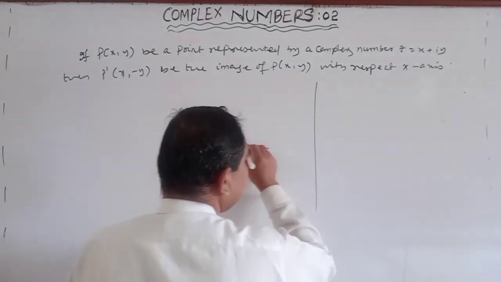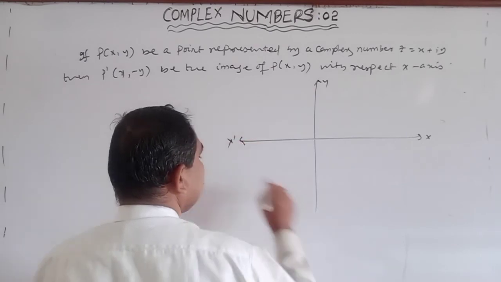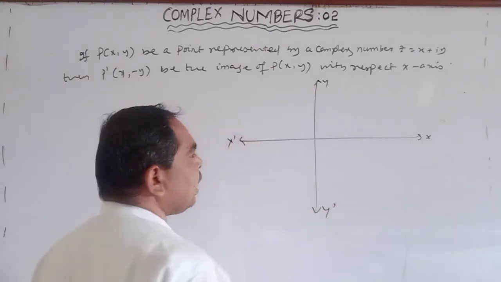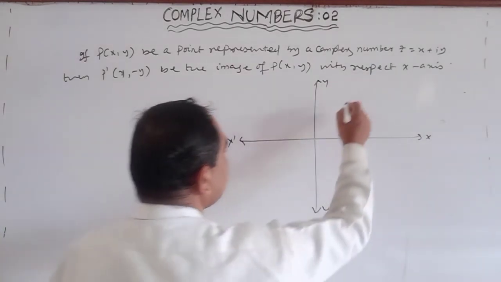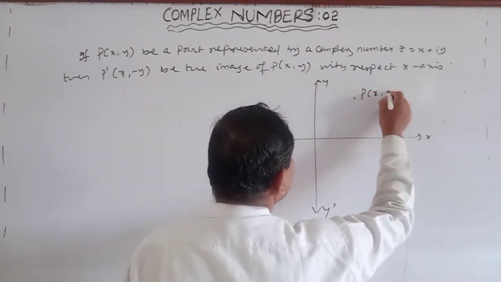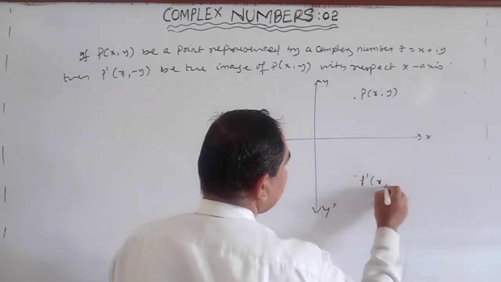Okay, this is x, this is y, this is x dash, this is y dash. X is also called the real axis. This is point P having coordinate x comma y. So this is P dash, x comma minus y.